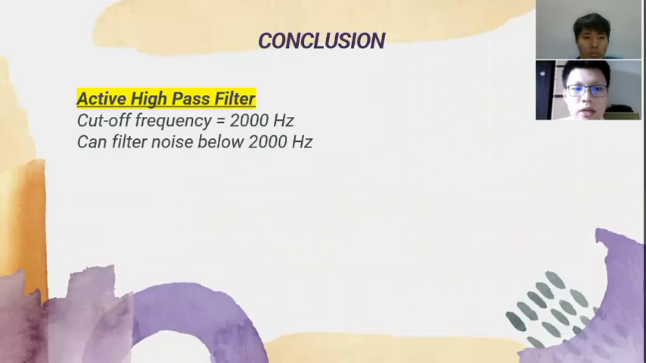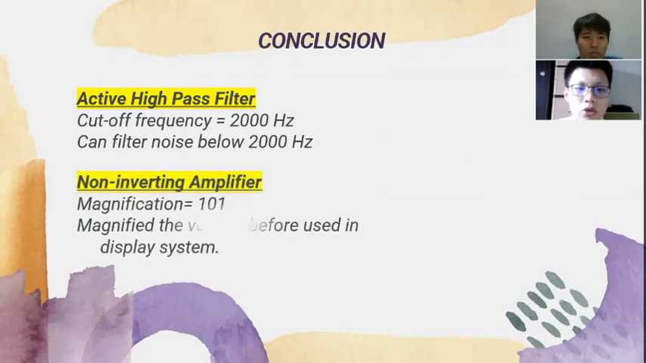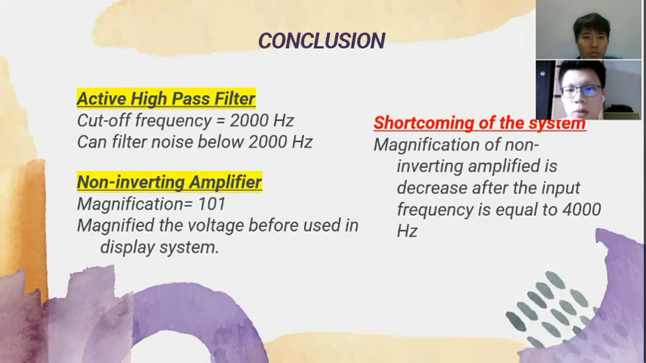In conclusion, for the active high pass filter, the cutoff frequency is equal to 2 kilohertz and it will filter the noise below 2 kilohertz. For the non-inverting amplifier, the magnification we use is equal to 101, and it is used to magnify the voltage before use in the display system. The shortcoming of the system is that our non-inverting amplifier magnification decreases after the input frequency reaches 4 kilohertz.